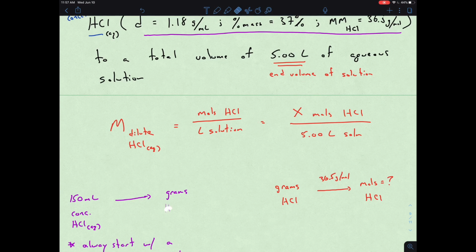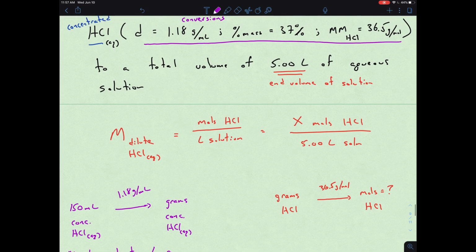But we've got to be very careful with our language here, right? This is grams of concentrated HCl. And so we can use that density of 1.18 grams per milliliter to get into grams of concentrated HCl. And, okay, now there is my connection, right? I can get in between grams of concentrated HCl to grams of pure HCl by using my 37% by mass.